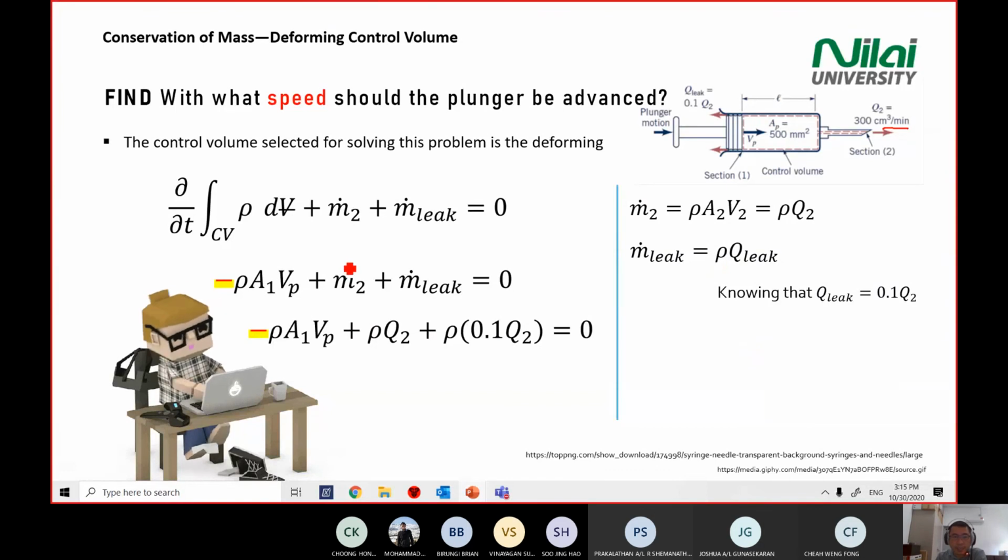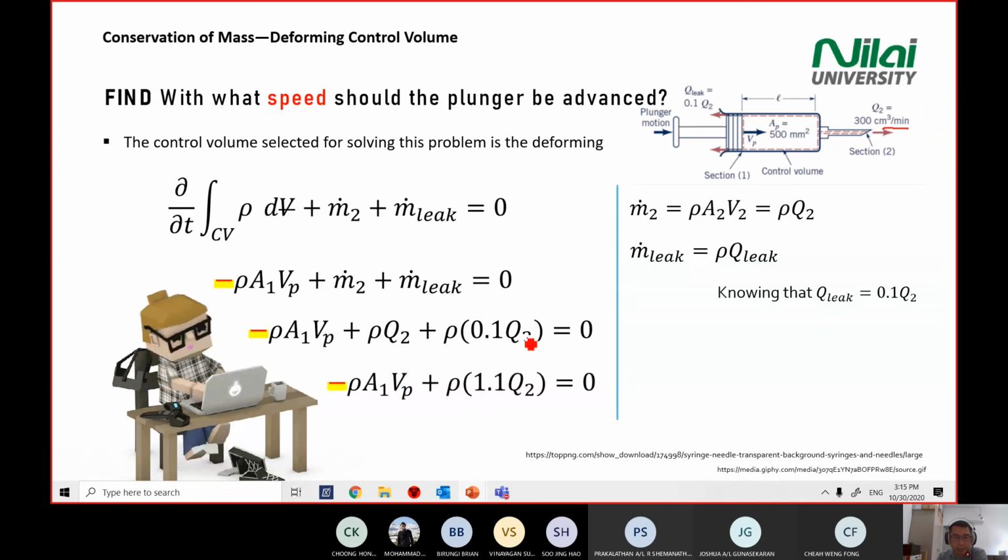So you put these two pieces of information inside the big equation from just now. So m dot 2 becomes rho Q2. M dot leak becomes rho times 0.1 Q2. So here you have 1, 2, 3, 4 unknowns. Of course, again, you see the rho here. And because of the water or the solution that we use, we assume it is incompressible. So again, we take out the rho here.